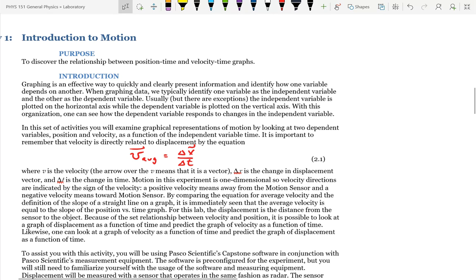So our lab today is Introduction to Motion. We are going to be doing a lab that simply has us walking back and forth and making graphs of our motion. So your motion is going to be measured using one of these, nicely named motion sensors.